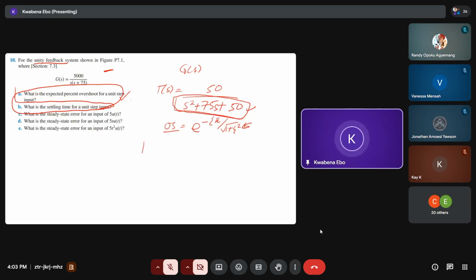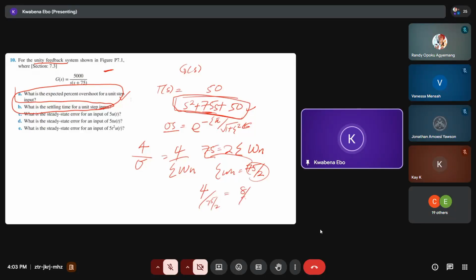The settling time is just 4 over damping ratio times omega n. You know that this part, the 75, equals 2 times damping ratio times omega n. So that means damping ratio times omega n is 75 over 2. Then you just put this in here, so it will be 4 divided by 75 over 2, which will be 8 over 75. That's the settling time part here.